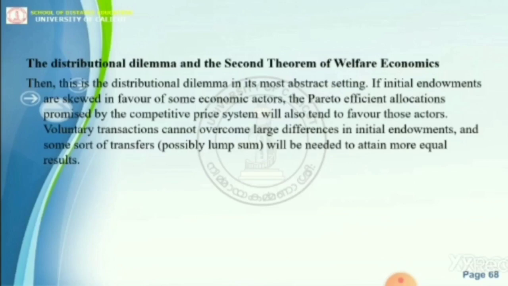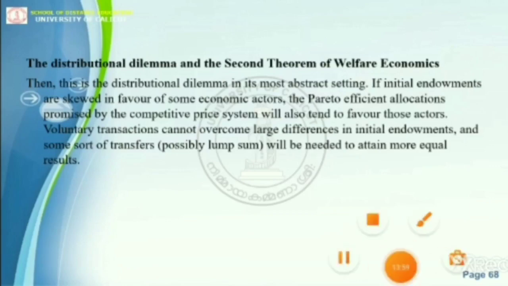അത് ഇനീഷ്യൽ എൻഡോമെൻറ്റ്സിലാണെങ്കിൽ ഈ പറഞ്ഞ പോലെ പാരറ്റോ എഫിഷ്യൻറ്റ് അലോക്കേഷൻസ് പ്രോമിസ് ചെയ്യാനായിട്ട് ചിലപ്പോൾ പറ്റും, അല്ലെങ്കിൽ പറ്റിയില്ല എന്ന് വരാം. അപ്പം അങ്ങനെയുള്ള സമയത്ത് ചില ആളുകൾക്ക് വേണമെങ്കിൽ ഫേവർ ചെയ്യാൻ പറ്റും, അല്ലേ? അപ്പോൾ വോളണ്ടറി ട്രാൻസാക്ഷൻസ് കൊണ്ട് എപ്പോഴും ഈ ഒരു പ്രോബ്ലം അല്ലെങ്കിൽ ഈ ഒരു ഡിഫറൻസ് നമുക്ക് ഓവർകം ചെയ്യാനായിട്ട് പറ്റില്ല. അപ്പോൾ അതിന് പകരം നമ്മൾ എന്ത് ചെയ്യണം? സം സോർട്ട് ഓഫ് ട്രാൻസ്ഫേഴ്സ്, ദാറ്റ് മീൻസ് ലെംസം പോലെയുള്ള ട്രാൻസ്ഫേഴ്സ് കൂടിയേ തീരൂ, ഈക്വൽ റിസൾട്ട്സ് ഉണ്ടാവാനായിട്ട്. എക്കണോമിക്സിൻ്റെ ഏറ്റവും വലിയ ഡിസ്ട്രിബ്യൂഷണൽ ഡിലേമ എന്ന് പറയുന്നത്.